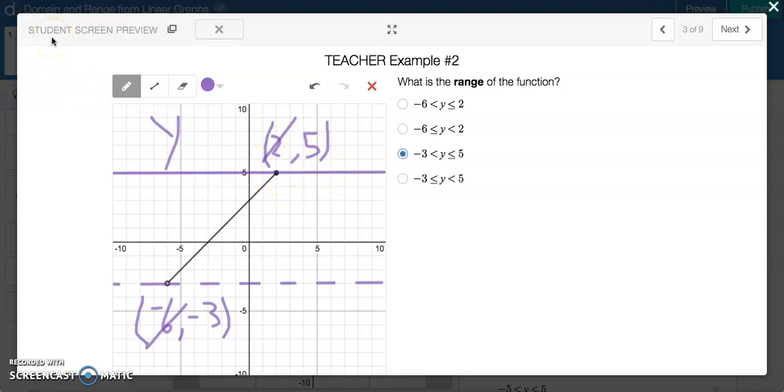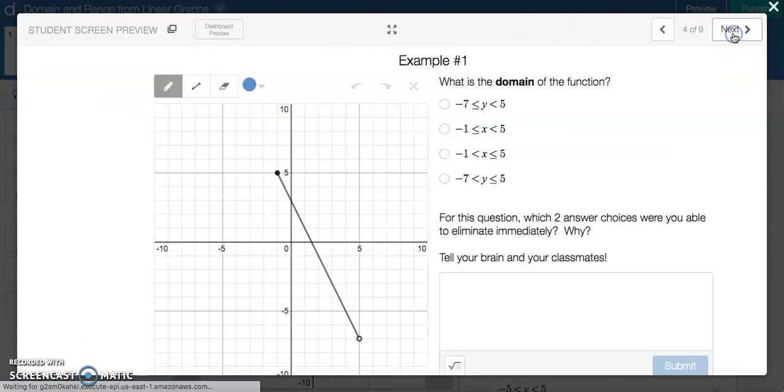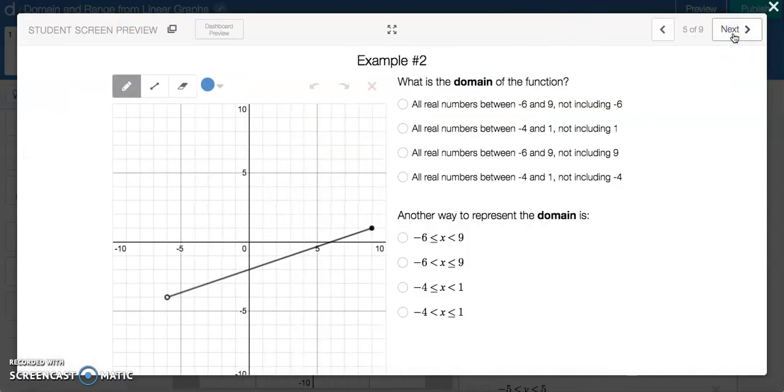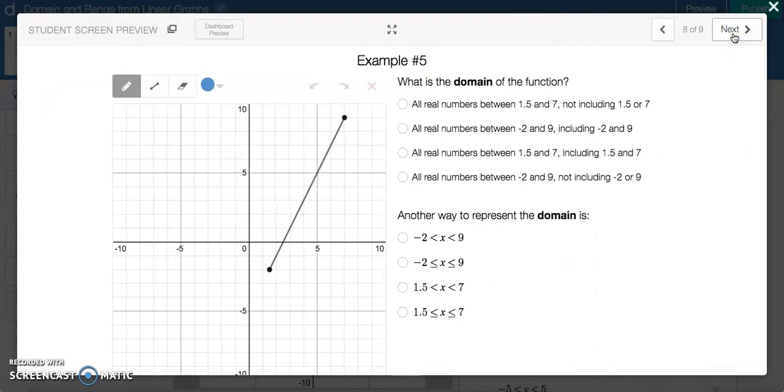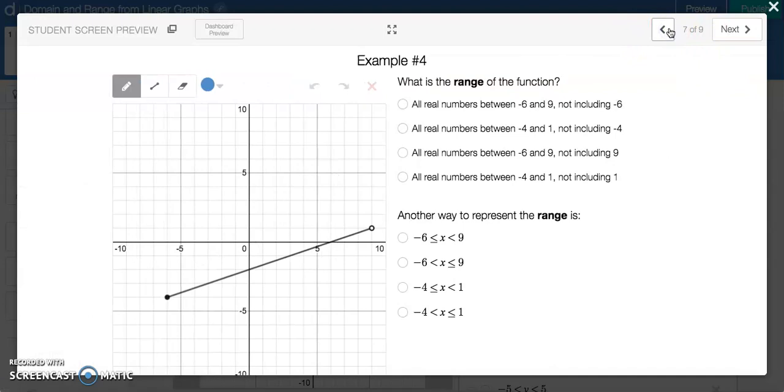I hope that helps. On the next slides, you'll have some examples. There are 6 total examples, 3 range and 3 domain, and I hope that this helps you understand this in a deeper way. Feel free to use the tools. That's why we're using this today, just another way for you to mark things up and get information into your brain. Good luck.